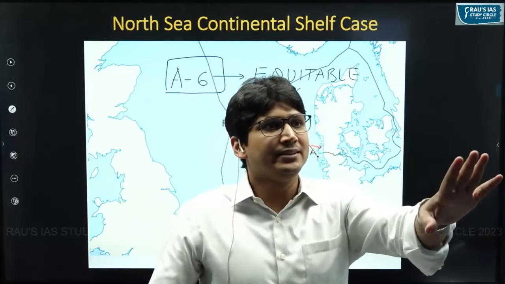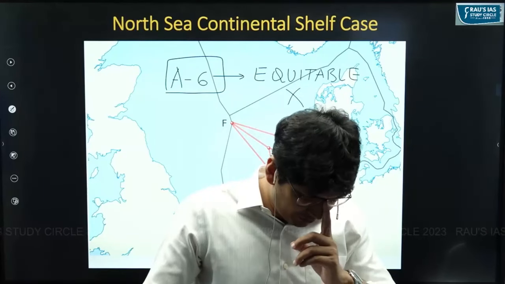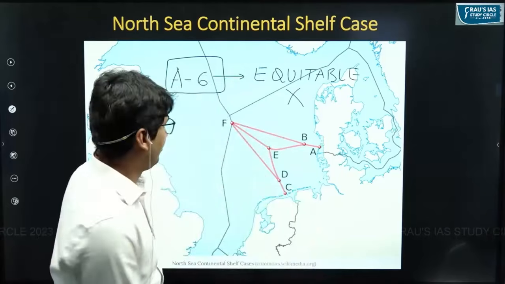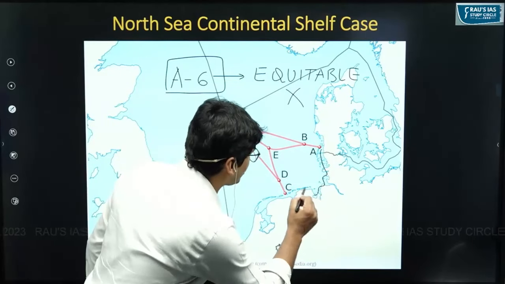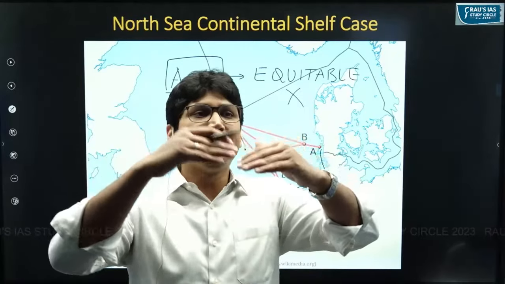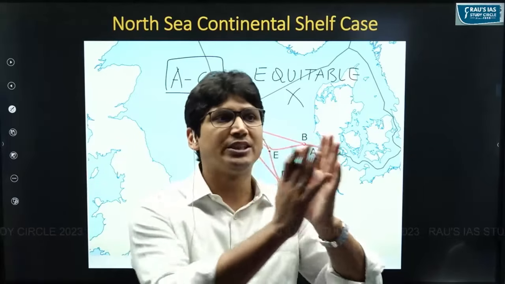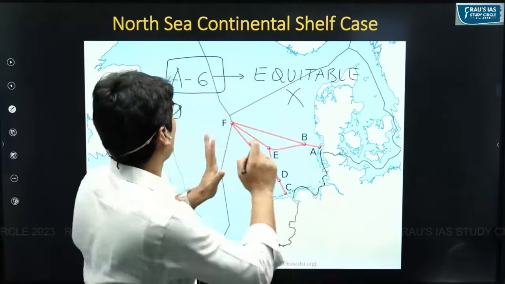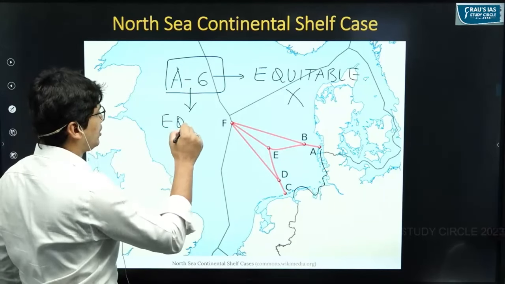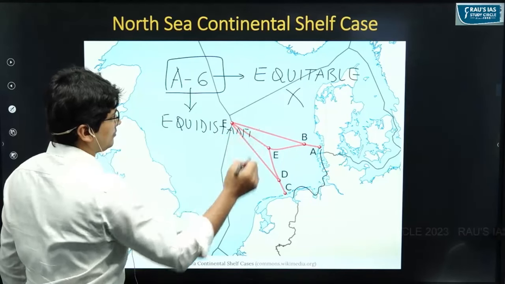Is this part clear? Germany is saying that the division of the continental shelf should be based on an equitable share of the continental shelf, based on the length of the coastline. This division should be in proportion to the length of the coastline. This is what Germany is saying, and not according to Article 6 of the Geneva Convention, which talks about the equidistant method.